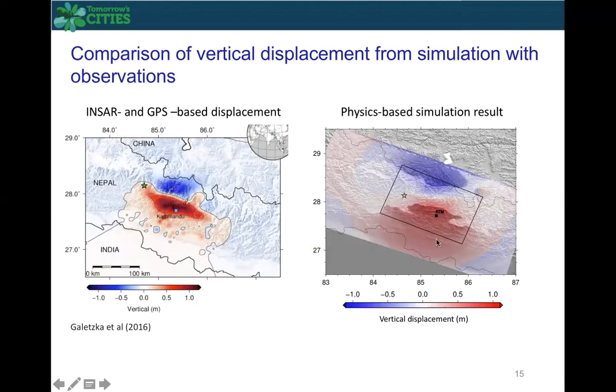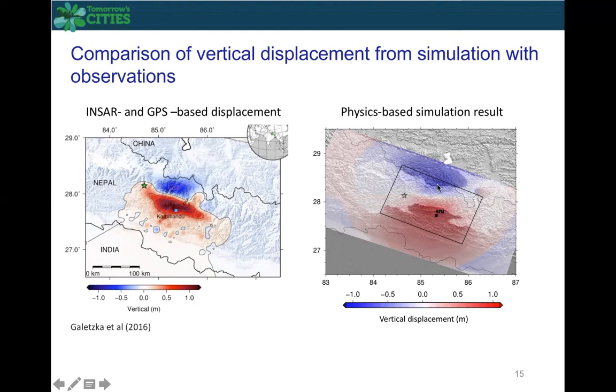If we compare these results from the physics-based simulation with the results of a model based on InSAR and GPS displacements, which are accurate observations of the displacement due to this event, we can see that the trend of positive above 1 meter vertical displacement which is observed is also replicated and accurately represented in the physics-based simulation.